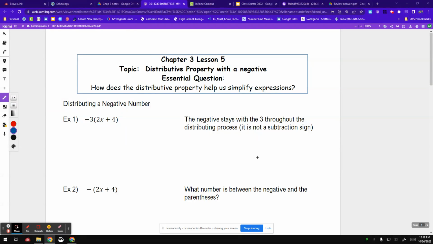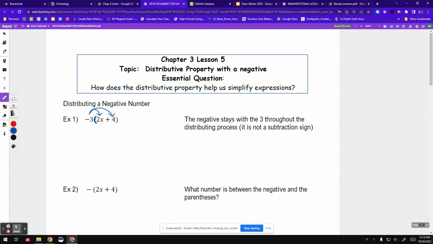Now, what really kicks it up a notch from yesterday and from your previous experience with the distributive property is using negatives when we distribute. So that's lesson 5. We're going to continue that distributive process where we take the number on the outside. Notice it's directly next to a parenthesis. There's no plus or minus in between. And we're going to multiply it by every term on the inside.